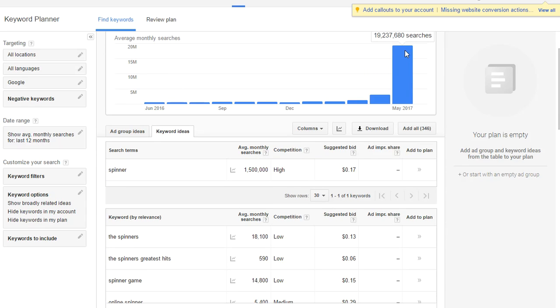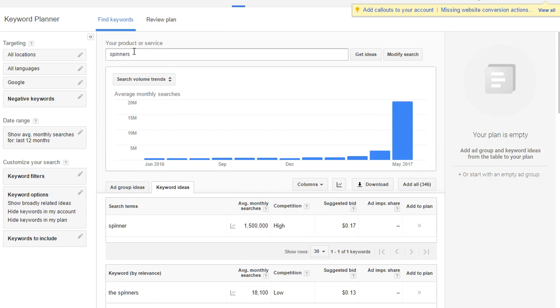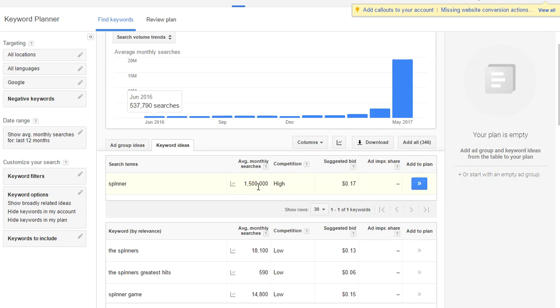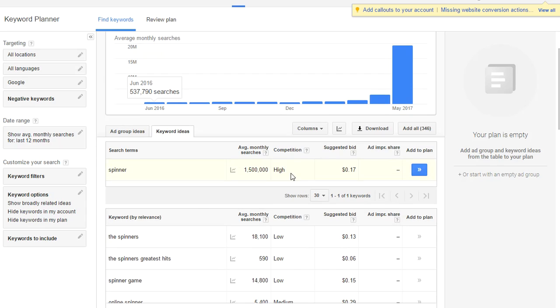I'm not sure if this is based on average or how this works, but here's the average they're showing us right here, for the word spinner. They've taken it and made it so it's not plural, and they're showing us this 1.5 million. You can see the competition for this. So this is an AdWords tool. If you were to place advertising on Google and you wanted to pay for one of the top spots in a search, this is considered a high competition keyword right here.